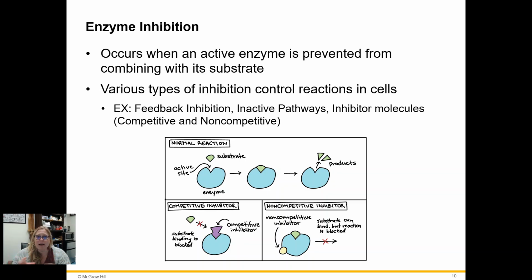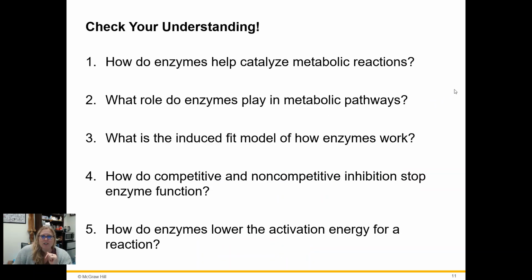All right, keep in mind enzymes are really important. They are proteins, and make sure that you can check your understanding on these 5 questions here. Once you've done that, go ahead and continue the lecture into cell transport.